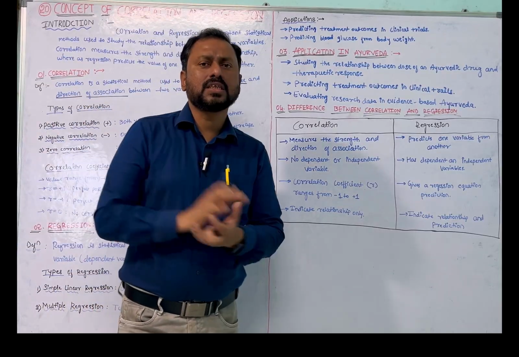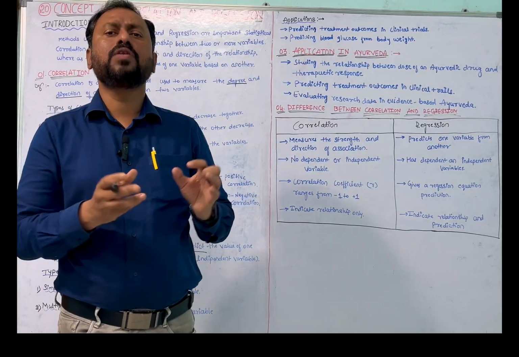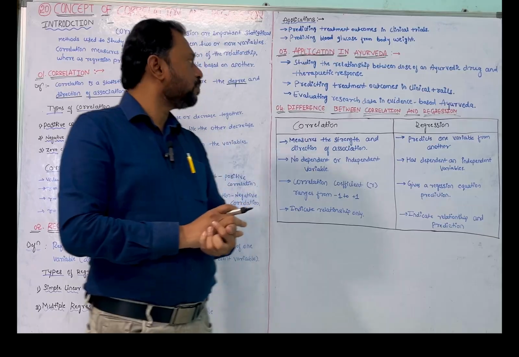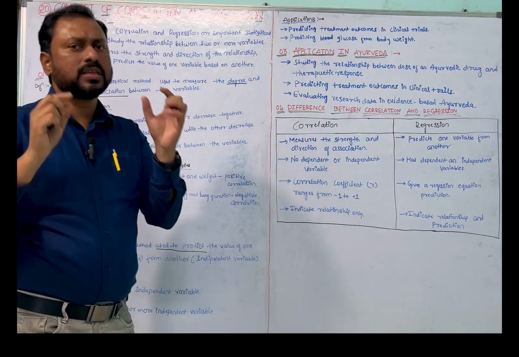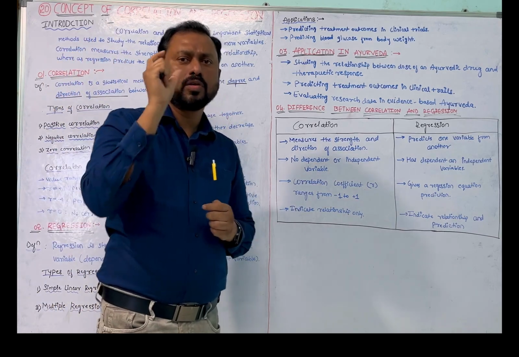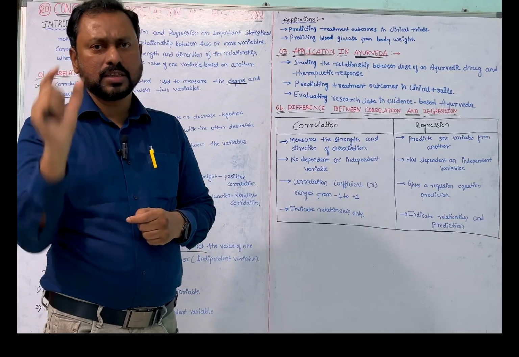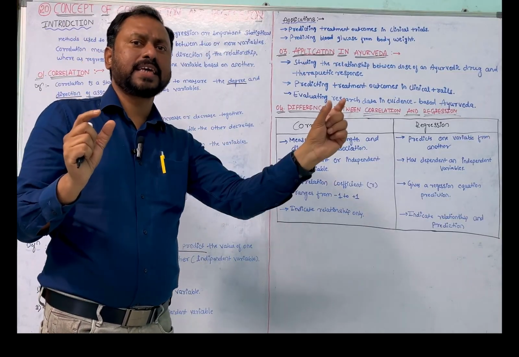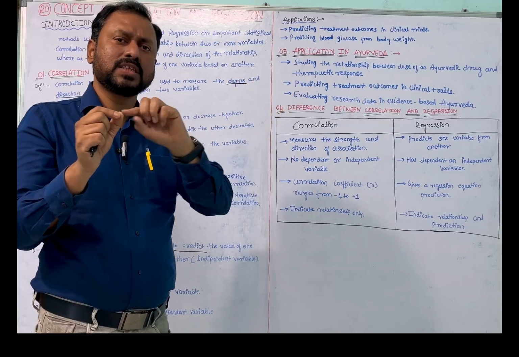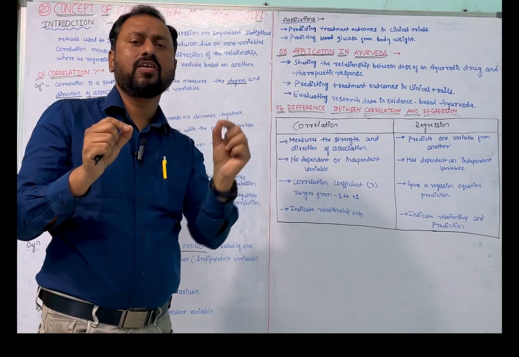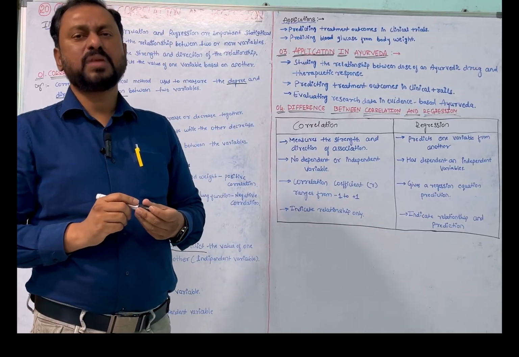Now the application in medicine, or rather Ayurveda: how correlation and regression are applicable in Ayurveda. The next thing is studying the relationship between doses of Ayurvedic drugs and the therapeutic effect. If you consider the doses, what is their relationship with the result? For example, ashwagandha and its effect on anxiety. Is there any relation? That relation we study by using correlation in medical statistics.